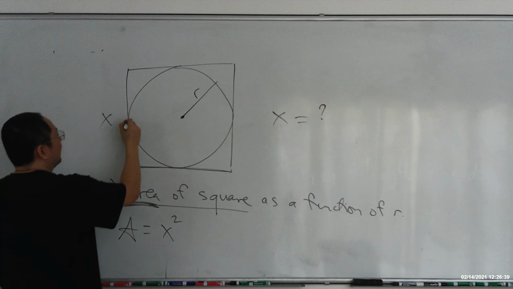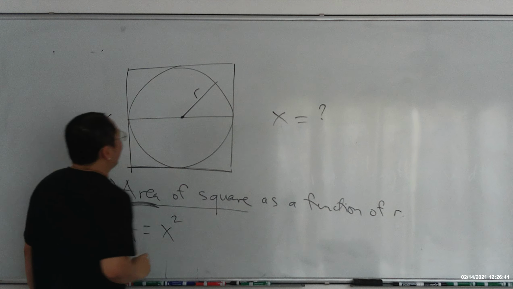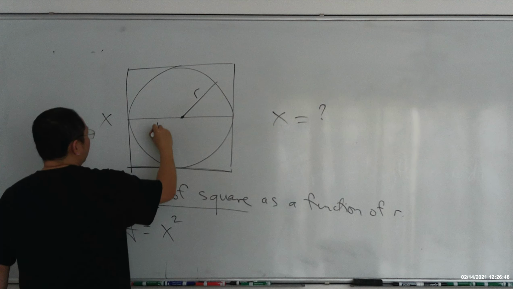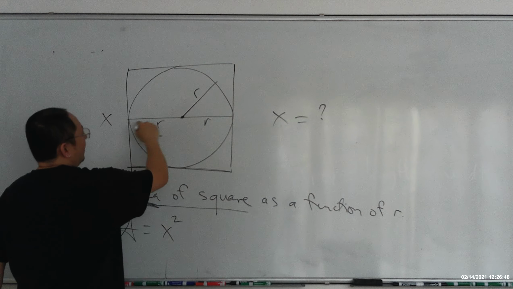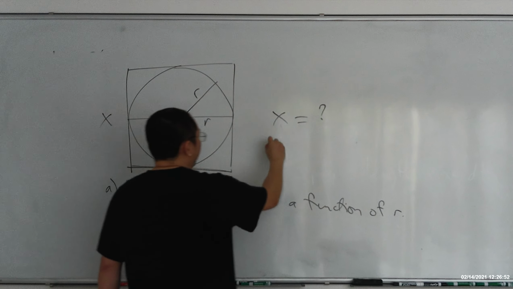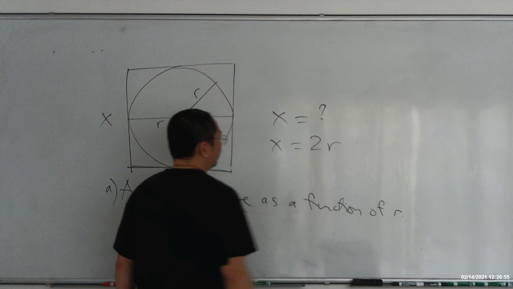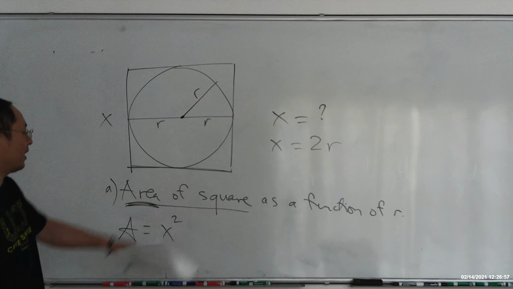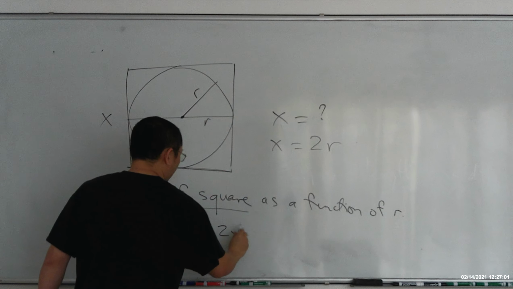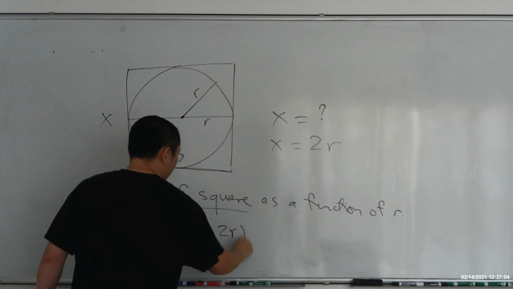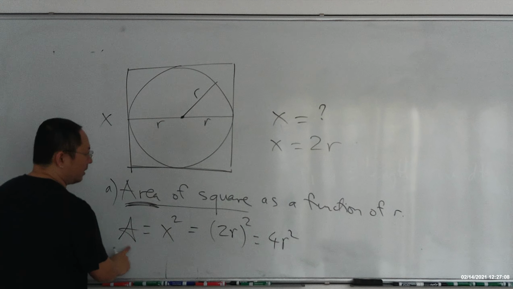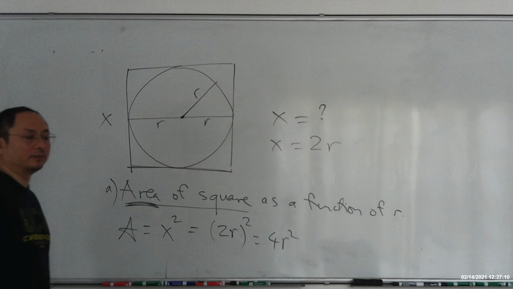A little trick is going to help. If you draw the diameter of the circle, this is r, this is r, and you see that the diameter of the circle is exactly the same as the side of the square. So really, x is equal to the diameter, which is 2r. Now I've figured out x in terms of r. So the area is x squared, which is (2r) squared, which is 4r squared. Now I have the area in terms of r. I'm done.